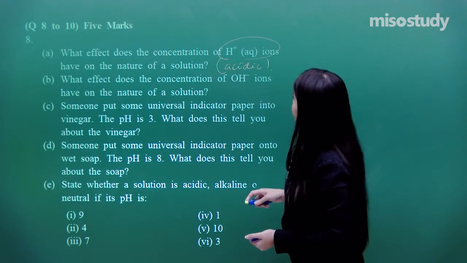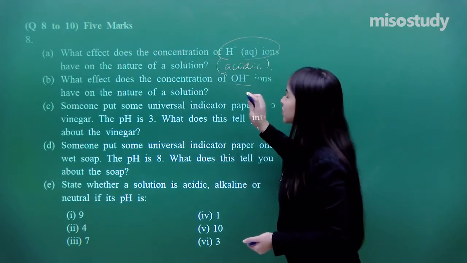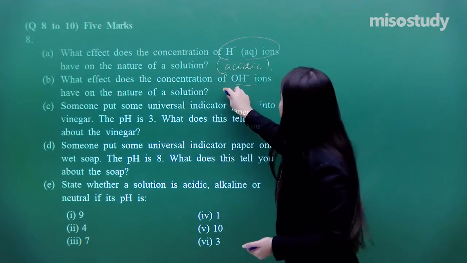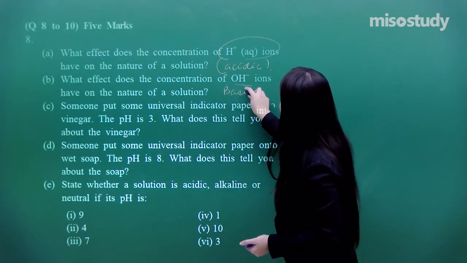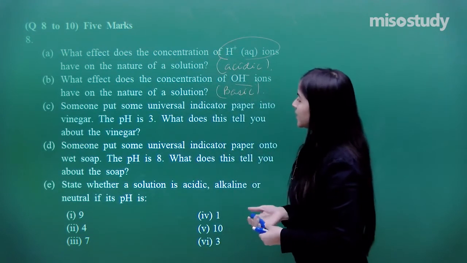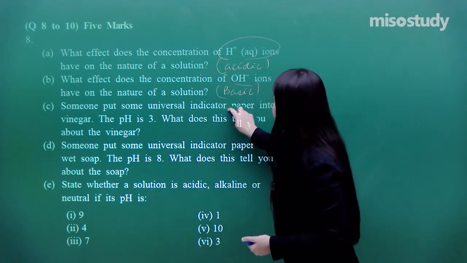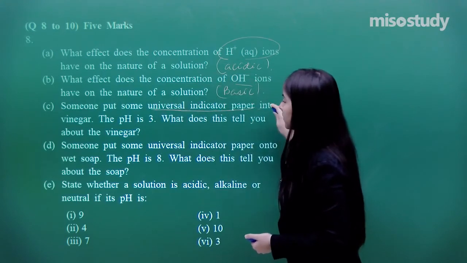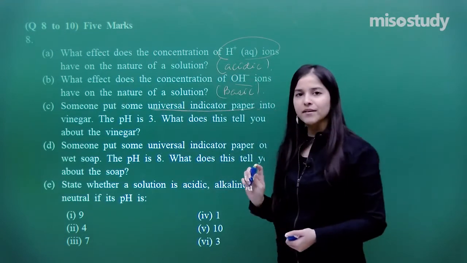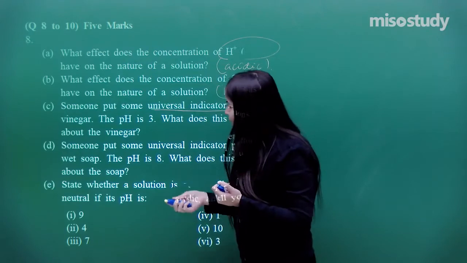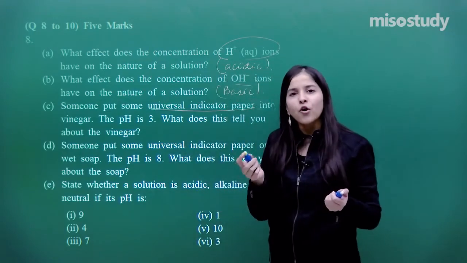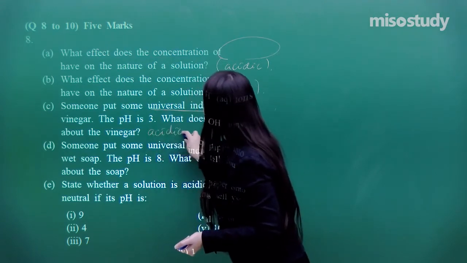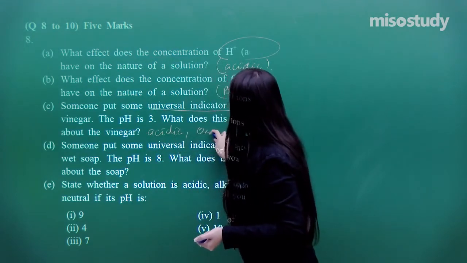What effect does the concentration of OH negative ions have on the nature of the solution? The more the OH negative ions, the stronger the base, so it is a basic solution. Now, someone put some universal indicator paper into vinegar. The pH is 3. What does it tell you about the vinegar? Vinegar is acidic and the paper will turn a little orangish red in color.